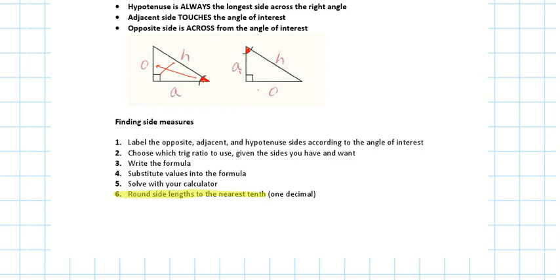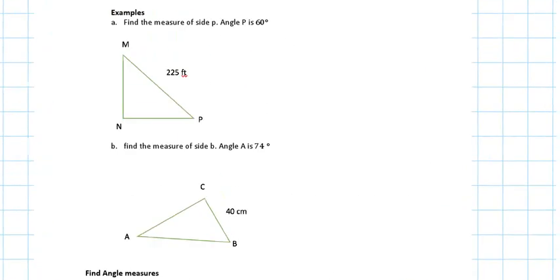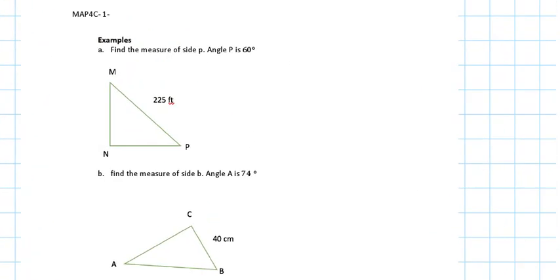All right. Let's look at this question. The question is asking you to find the measure of side P. Side P is always across from angle P. So if I have angle P here, that means my side P is the one across from angle P. So this is my side P. Okay? So find the measure of side P given angle P is 60 degrees.